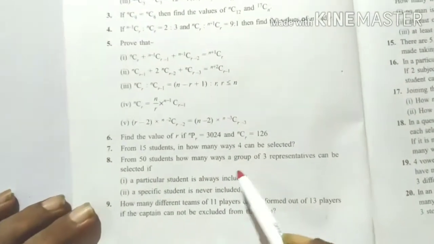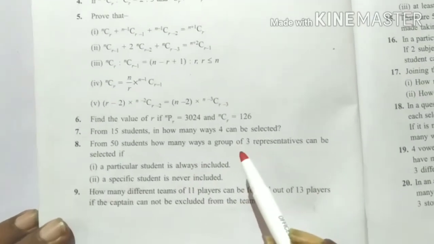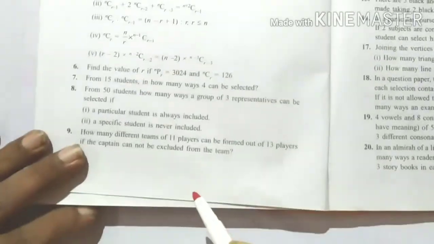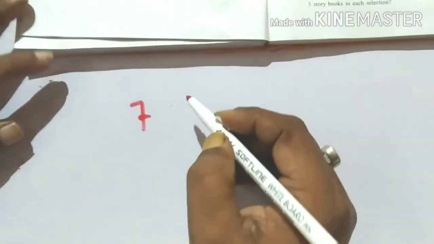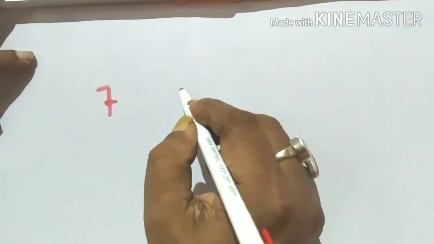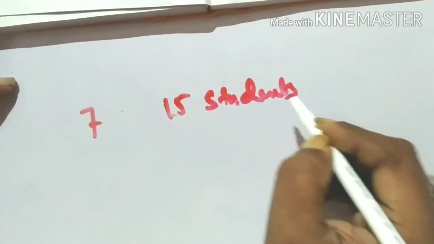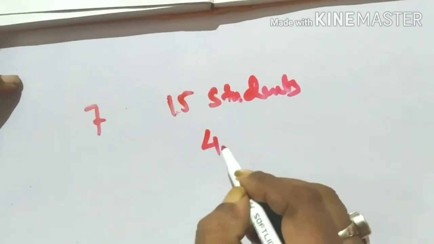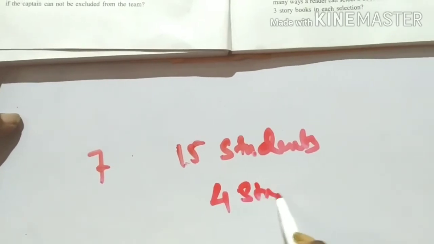Now, from 15 students, how many ways can 4 be selected? That means there are 15 students, it might be in a school or in a class. It is better that in a class, there are 15 students. And from these 15 students, I have to select only 4.